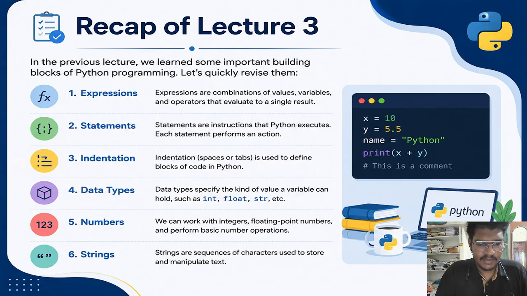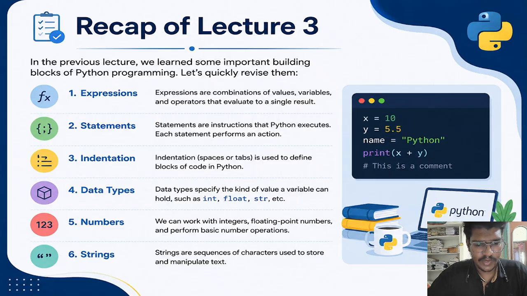We have covered data types like int for integer, float for decimal values, str for string, and bool for boolean values. These data types tell Python what kind of data a variable holds. We also learned about numbers and strings. Numbers can be integer or float, and we can perform basic operations on them. Strings are sequences of characters used to store text.